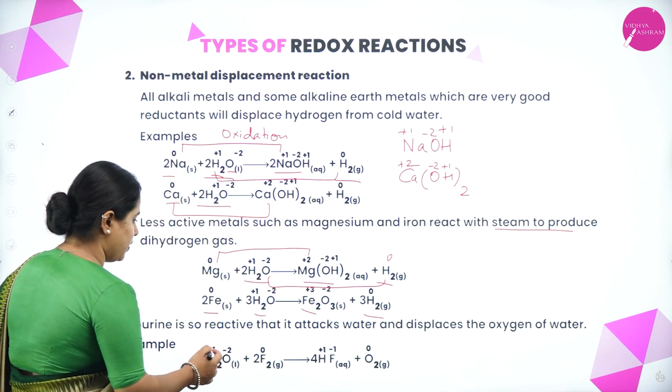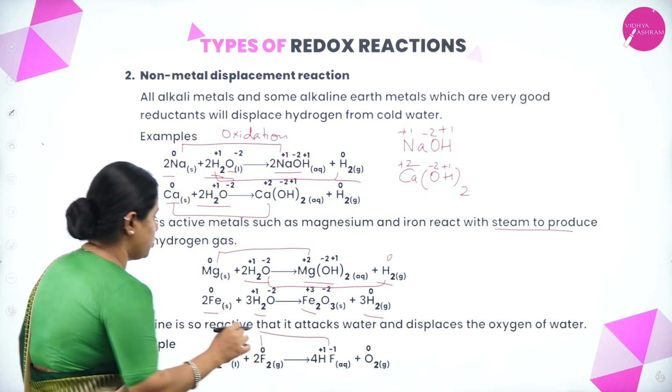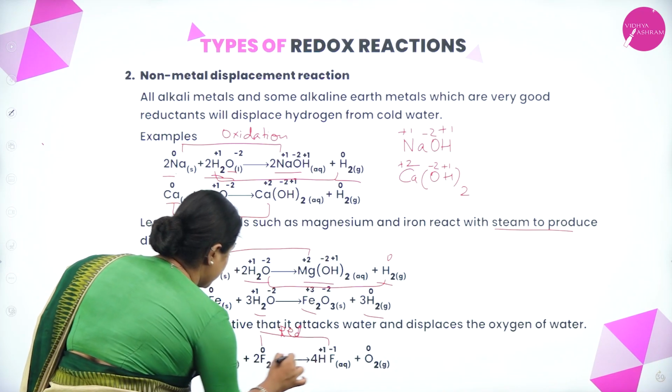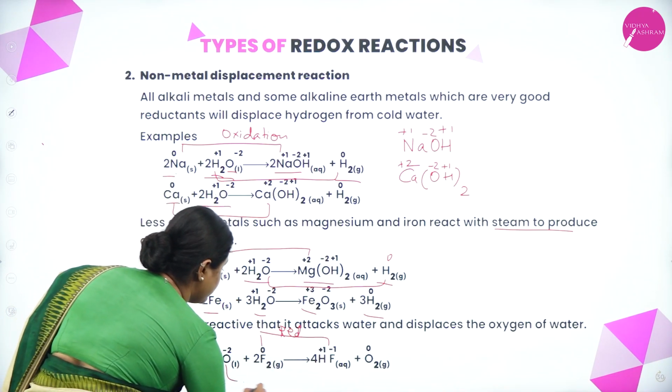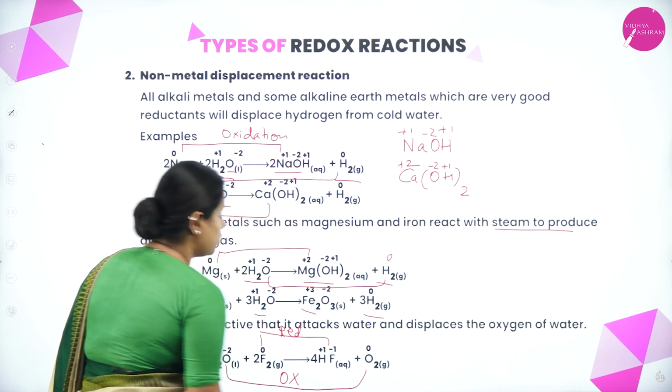So here also we can observe fluorine from 0 has become -1. So it has undergone reduction. And oxygen from -2 has increased to 0. So it has undergone oxidation.